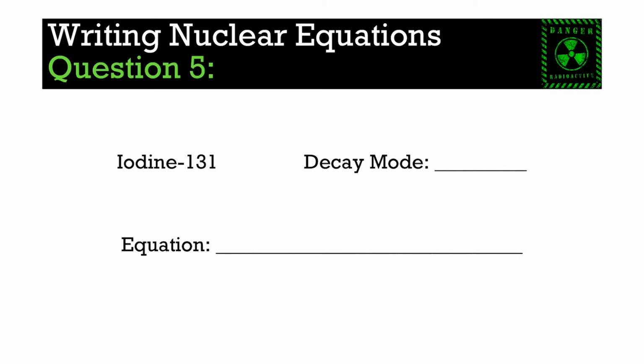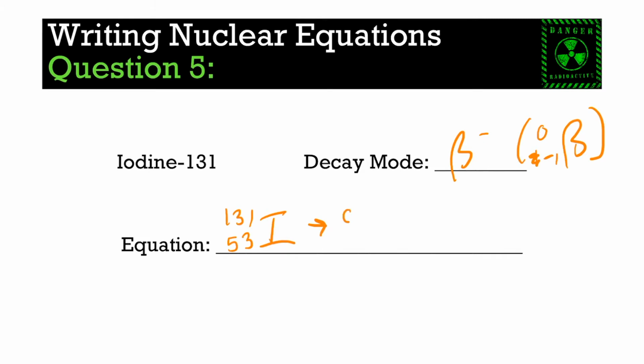Moving on, iodine 131 is a beta minus decay. And again, it's notated as, this is a minus 1, like this. And if we're writing our equation, again, that much is given to you. 53 comes straight off of the periodic table. Iodine is the only element with the atomic number 53. Breaks down into this. So we know the mass has to stay the same, so 131.